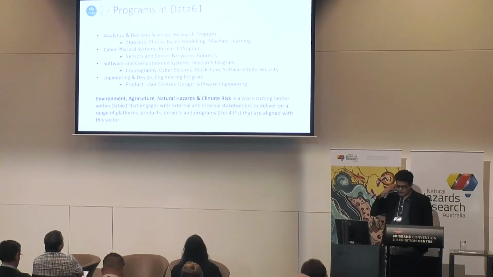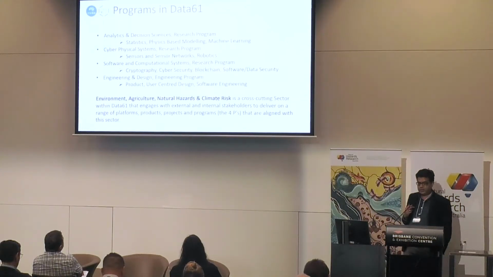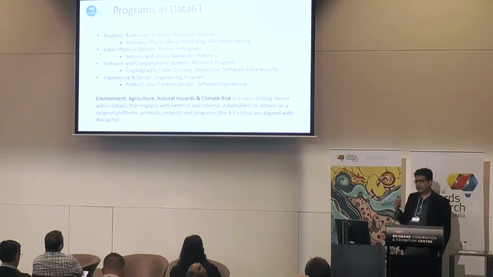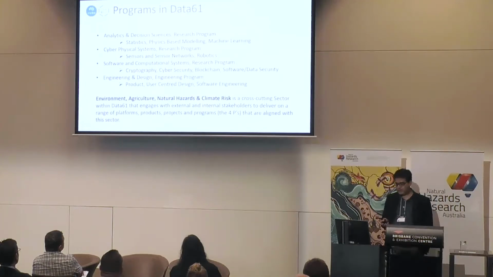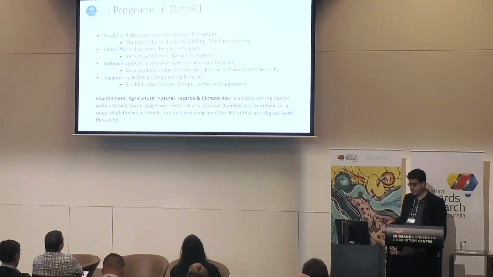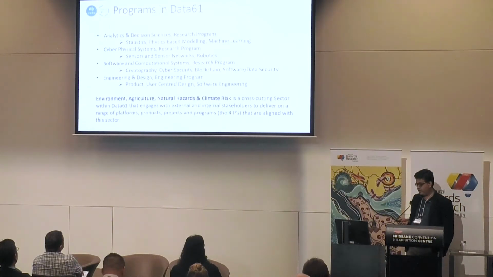So in terms of the programs that we have in Data 61 that is aiming to achieve these outcomes, we've got 4 of them: analytics and decision sciences, which is where I sit. And so folks in that particular program have got skill sets in statistics, both Bayesian statistics and traditional statistics, physics-based modeling and machine learning, cyber-physical systems, which is mainly focused on sensors and sensor networks and robotics, software and computational systems, very much focused on cryptography, cybersecurity, blockchain, software, and data security. So those are the 3 research programs.